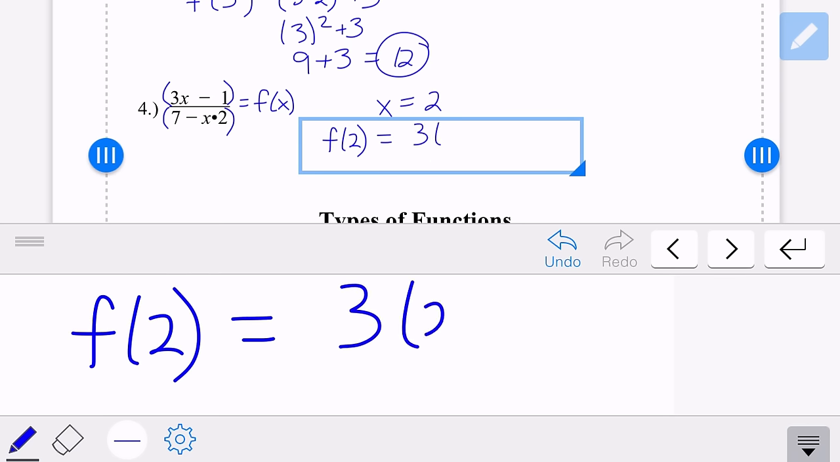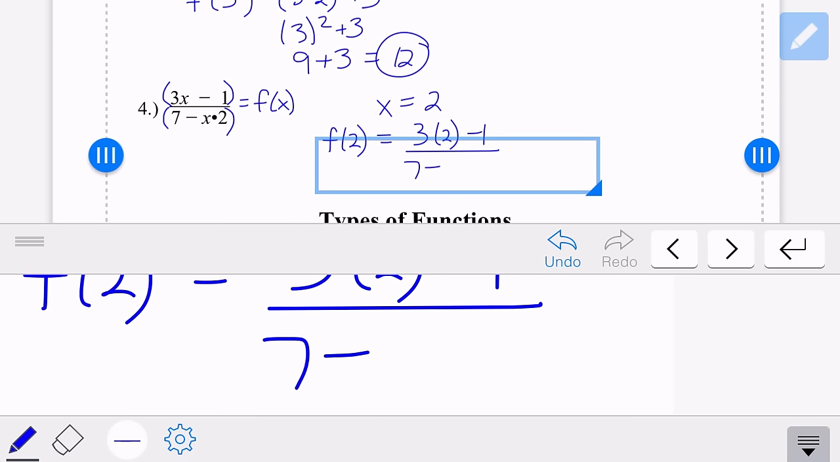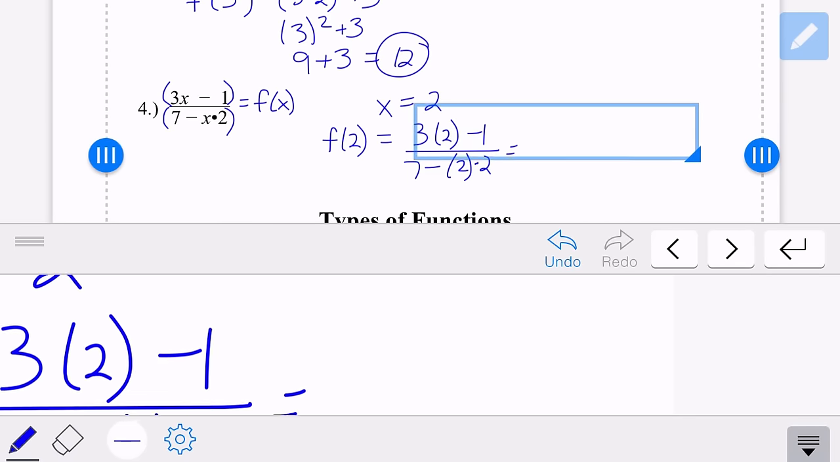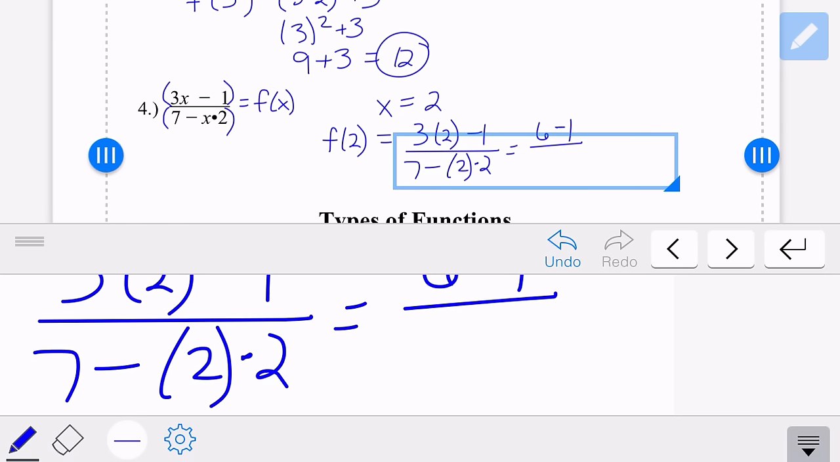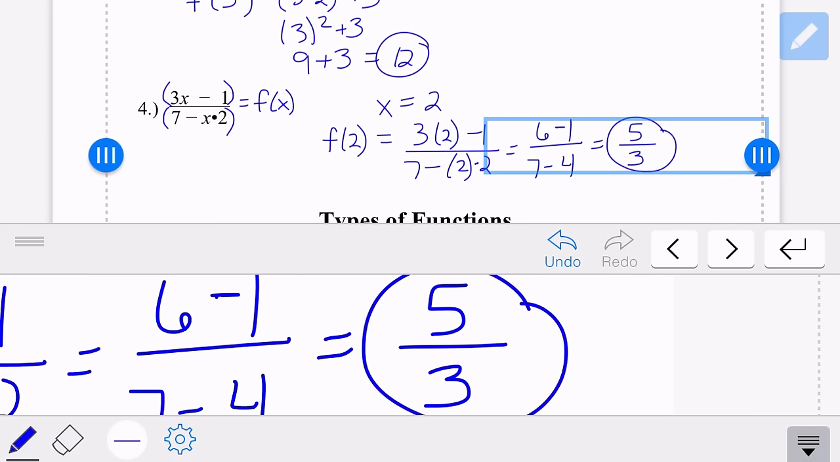So we would have 3 times 2 minus 1 in the top part of our fraction, and then 7 minus 2, and then times 2. Okay, so now we want to take care of our multiplication in our numerator and our denominator. 3 times 2 is going to give you 6, so we'd have 6 minus 1 on the top, and then 7 minus 2 times 2 is going to be 4 on the bottom. We'll just continue to simplify that. 6 minus 1 is 5. 7 minus 4 is 3. So then you could just have 5/3, okay? And that's fine. You can have a fraction answer. Not a big deal. That'll happen a lot when you have a fraction function.